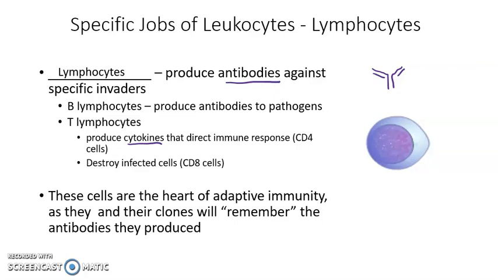So these cells are the heart of adaptive immunity. They and their clones, so they will clone themselves when you have an infection, will remember the antibodies they produced and therefore have even more efficient immune responses.